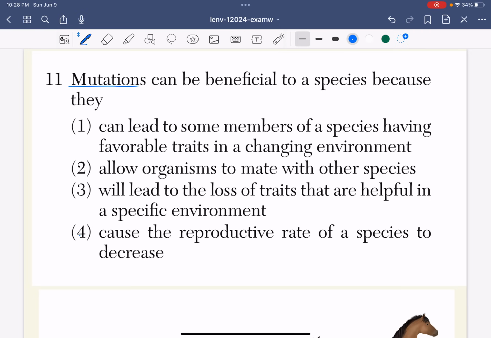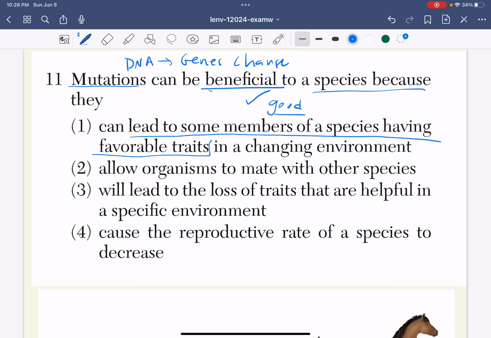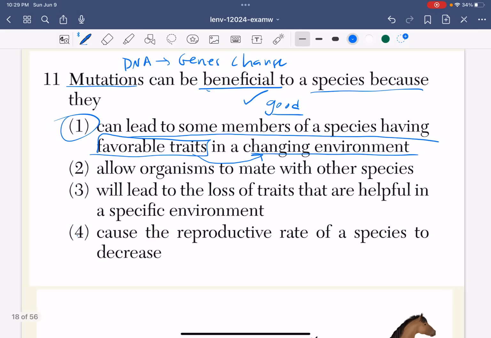So a mutation is when a section or genes in your DNA change. And this one's talking about a good aspect of it. When is a DNA mutation good for a species to survive? The only time that a DNA mutation is good is when it leads to a member of a species having favorable, good traits that will help it survive its environment. So the best answer for number 11 is choice 1.